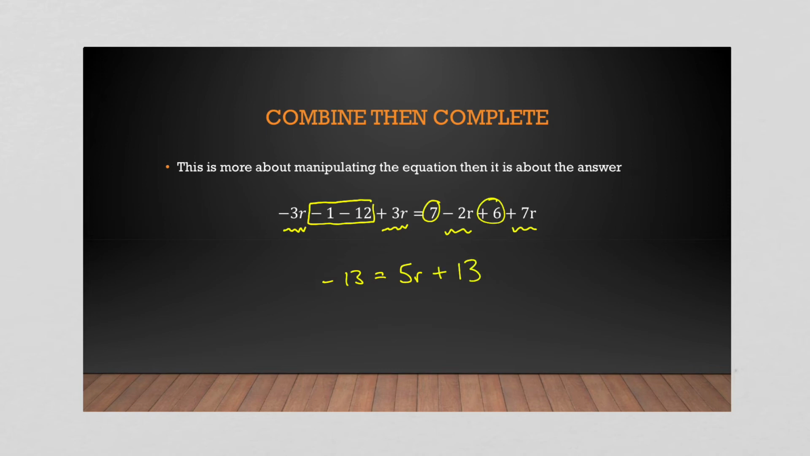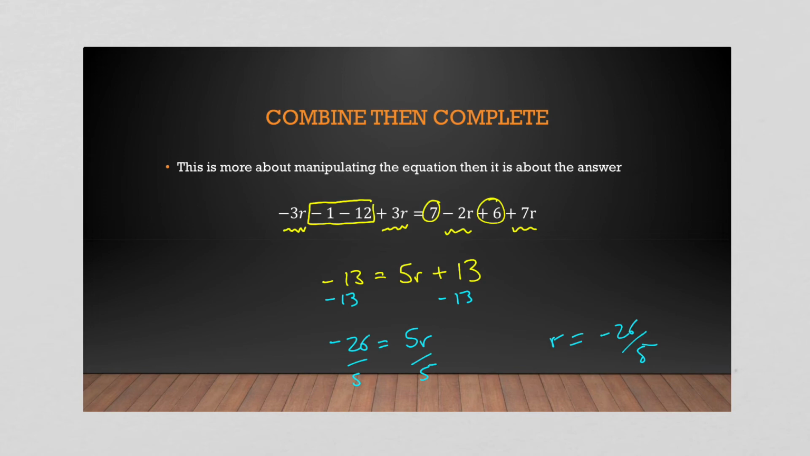And now this time, since I don't have r's on the left, let's just keep the r's on the right. So I'm going to go minus 13, minus 13. So I have negative 26 equals 5r, and then divide by 5, divide by 5. R equals negative 26 over 5.